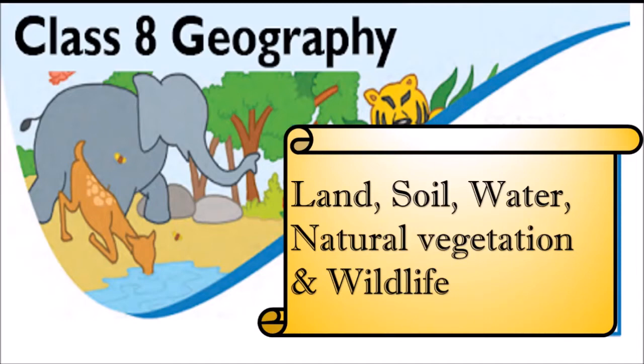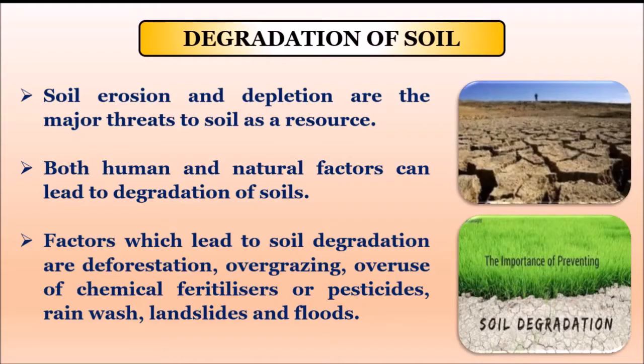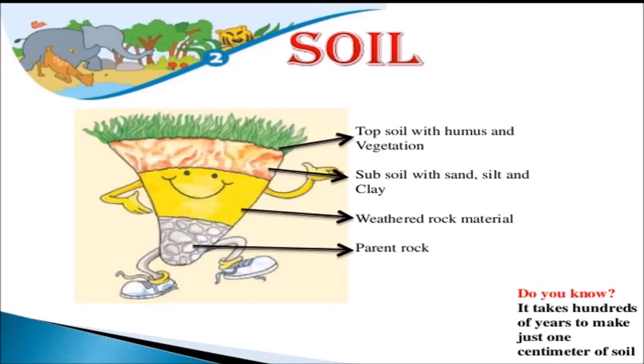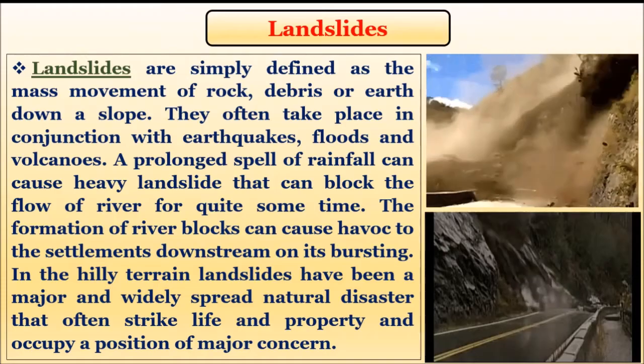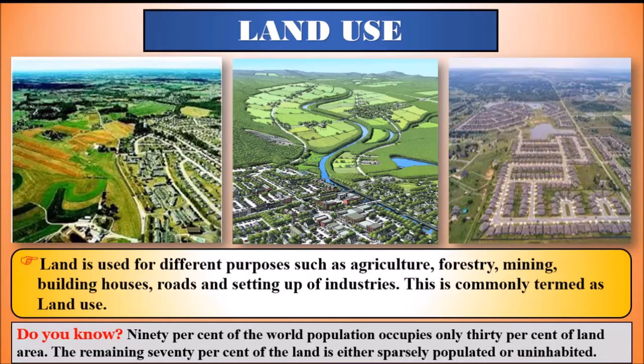So today is the second session related to this chapter, that is land, soil, water, natural vegetation and wildlife. This is the second chapter in the geography book. Children, in the last session we had discussed the conservation measures, degradation of soil, land use, soil, all these things. Let us see from the beginning.